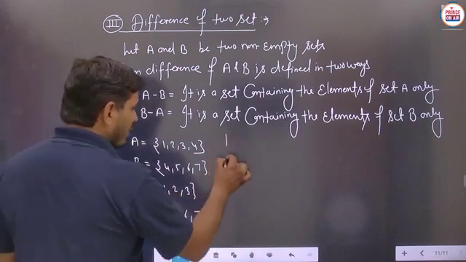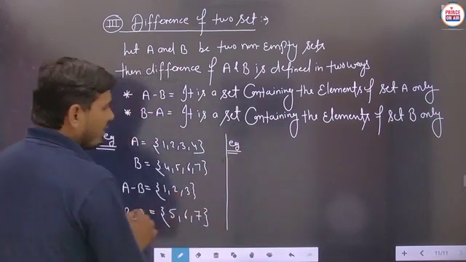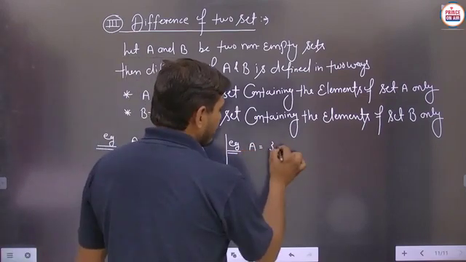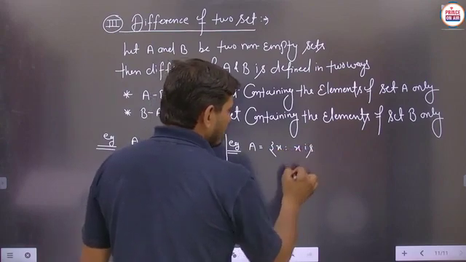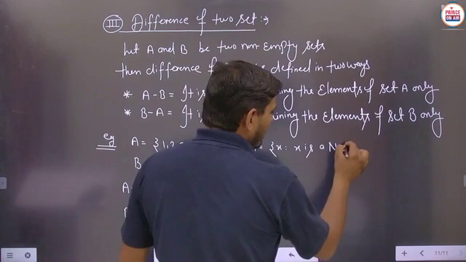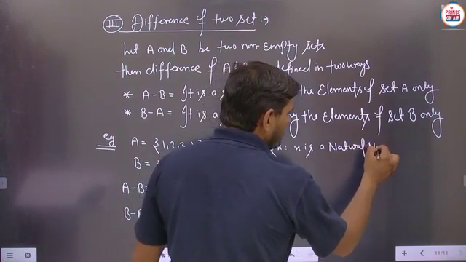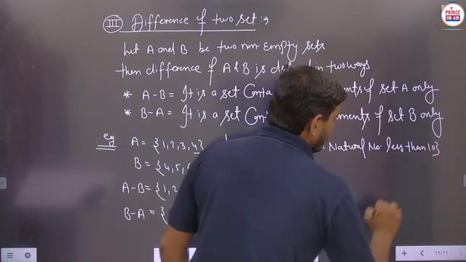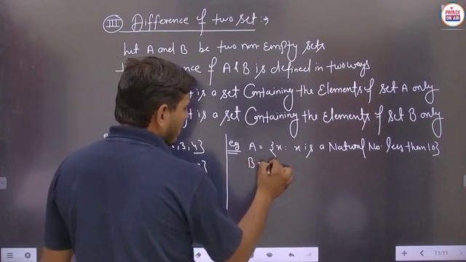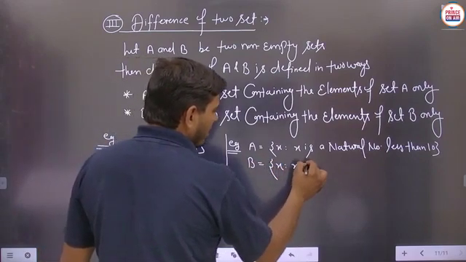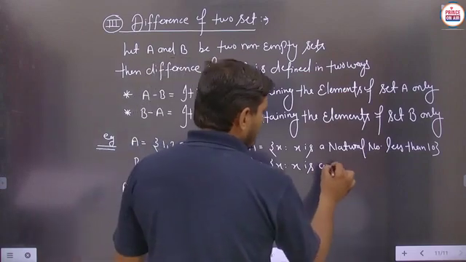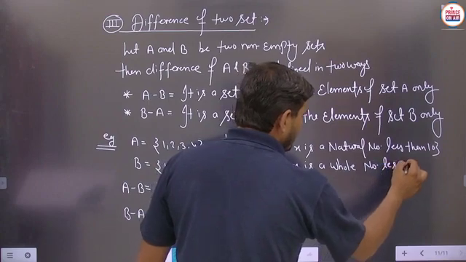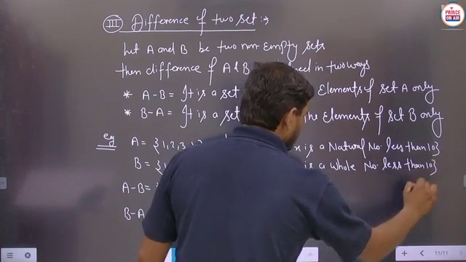Suppose we take another example. Suppose set A is given like this: X such that X is a natural number less than 10. And suppose set B is written like this: X such that X is a whole number less than 10.